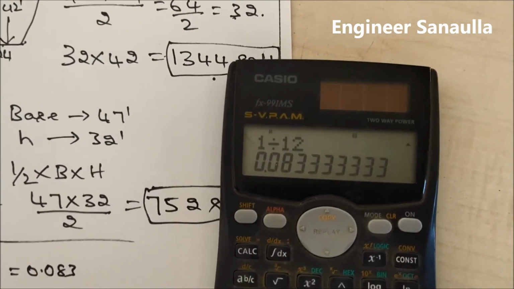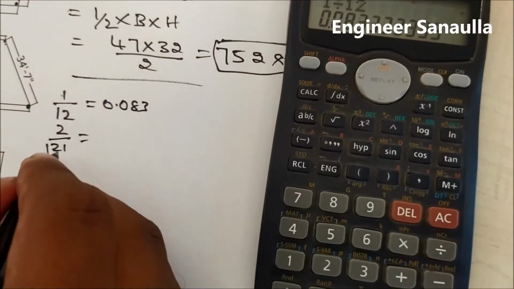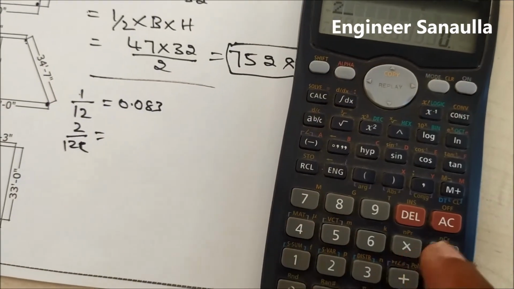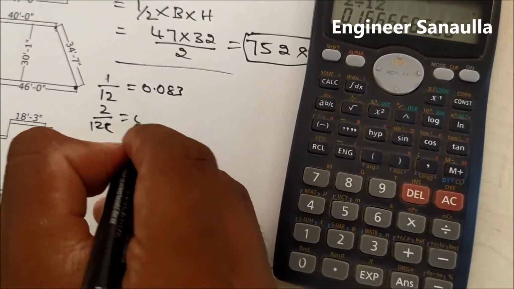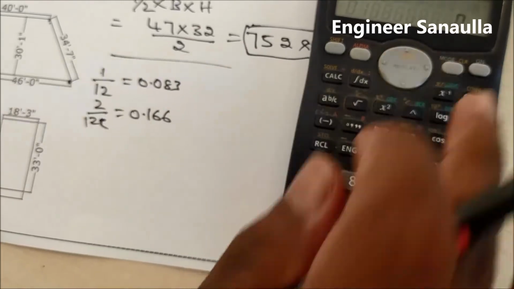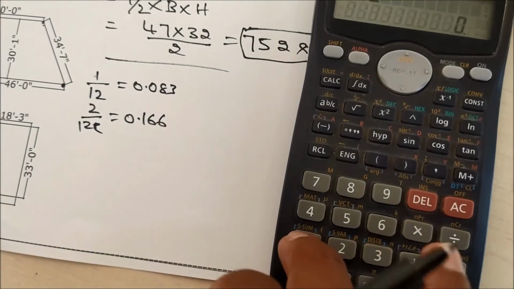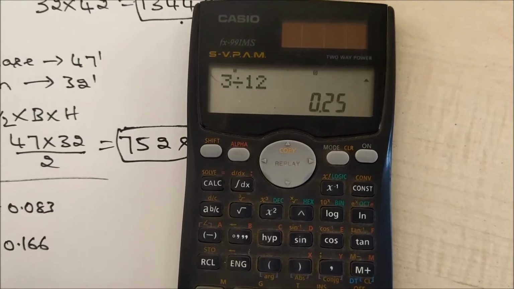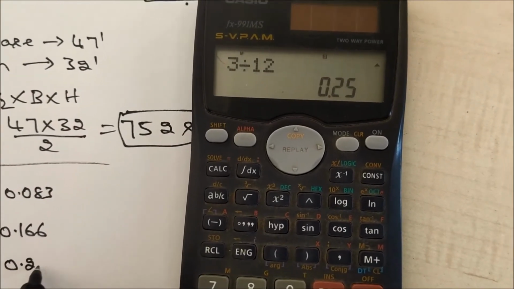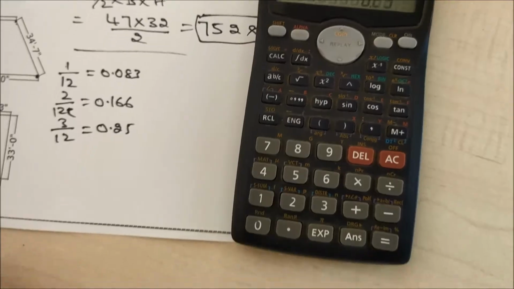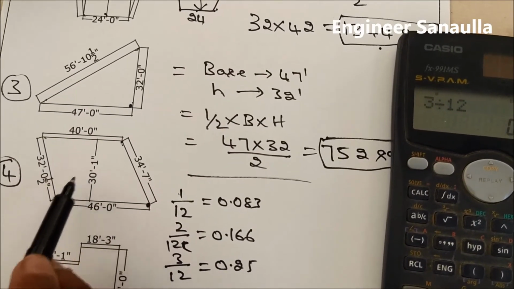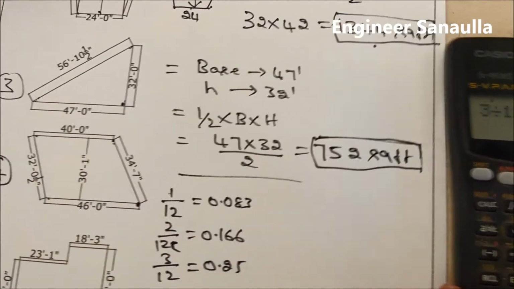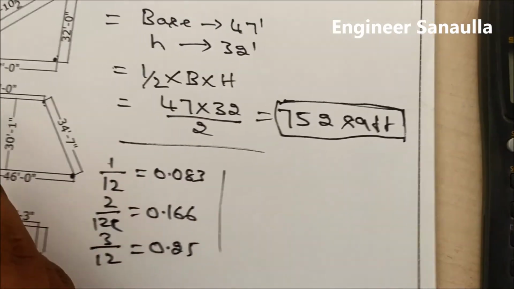2 divided by 12 will come 0.166. 3 inches divided by 12, converted to feet, will come 0.25. So here the mean length is 30 feet 1 inch, so we have to take this one. First we will calculate the mean length.